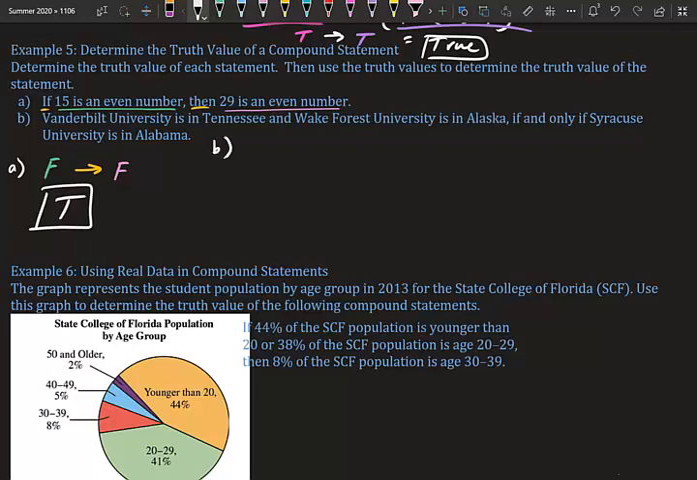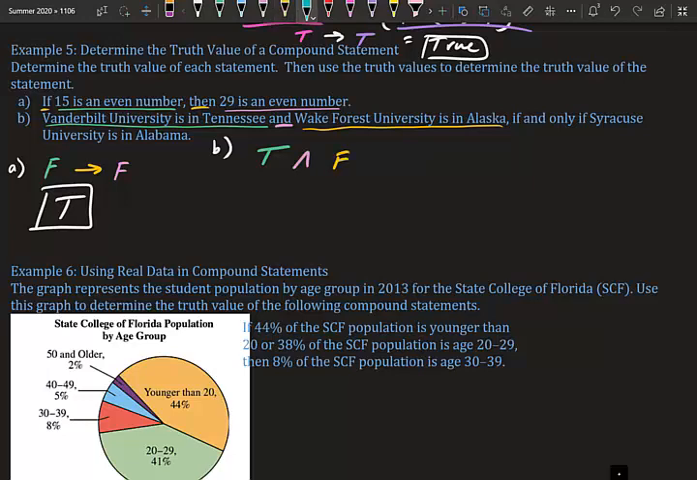Alrighty, part B. So we have our first statement, Vanderbilt University is in Tennessee. That's actually a true statement. It is in Tennessee. We have a connective of and. Oop, I always do that. And Wake Forest University is in Alaska. It's not. I don't know where it is, I can't remember, but I know it's not in Alaska. You can look it up real quick, but it's not in Alaska.